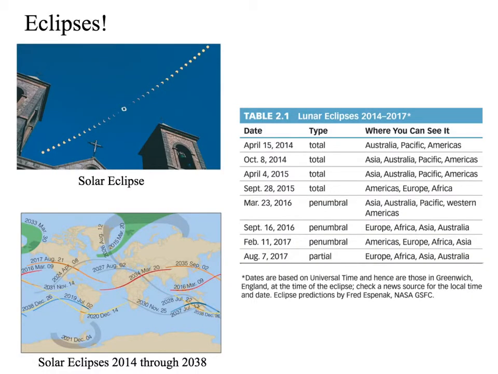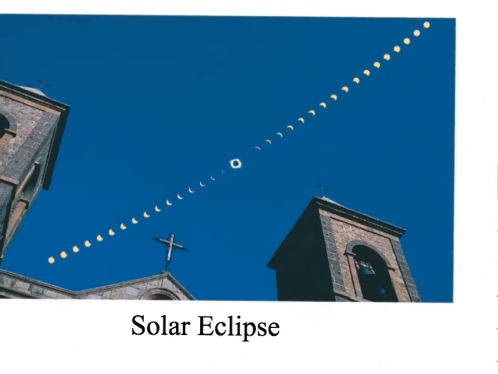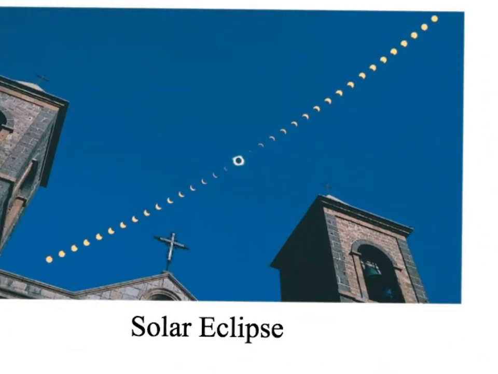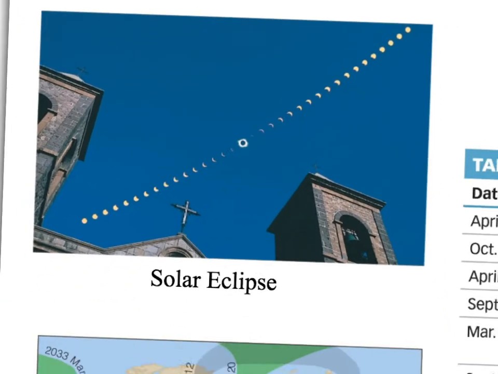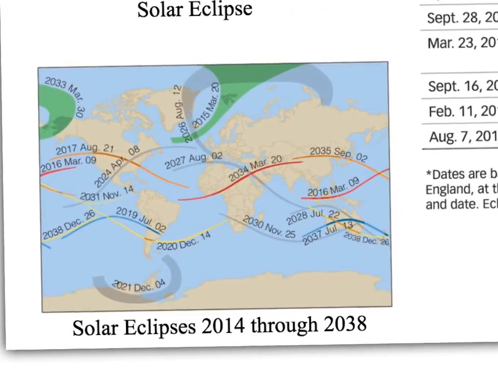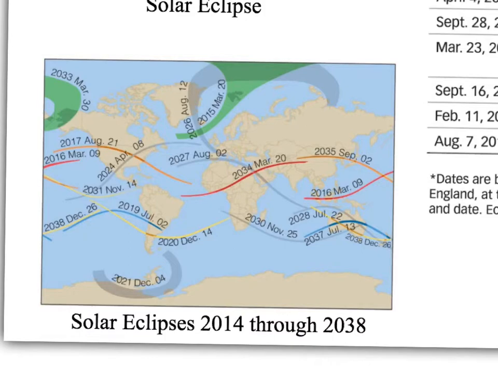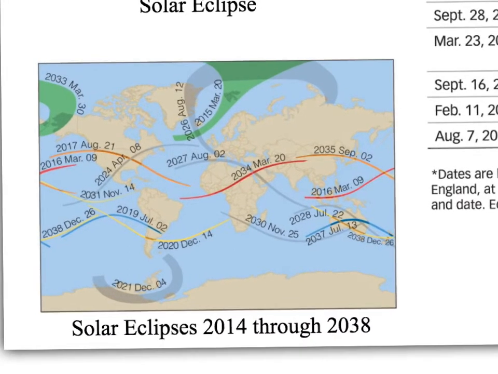So eclipses, where are they? Well, I have a table coming up, but this is showing you a solar eclipse where the bite is taken out of the sun and then the sun is revealed again. Is that not cool or what? And I said that you're privy to solar eclipses only in certain parts of the world. These are where your solar eclipses are through 2038.